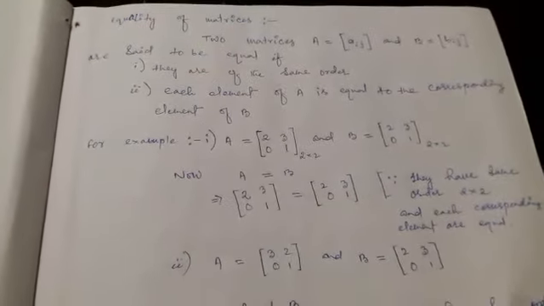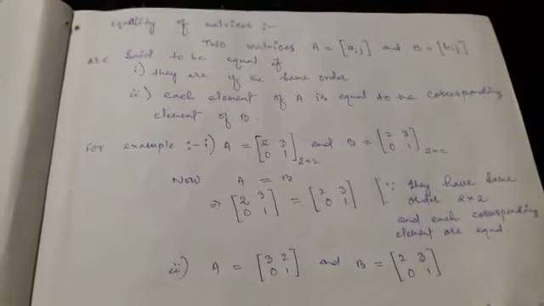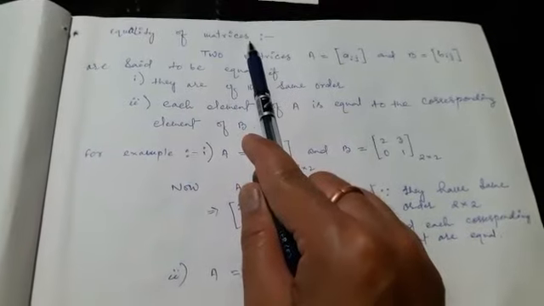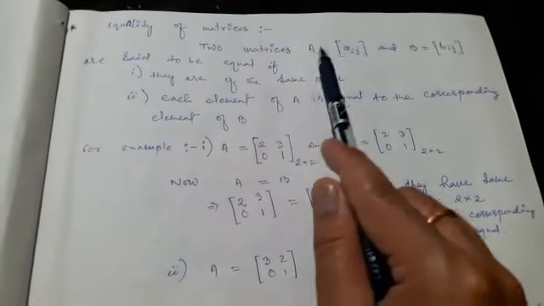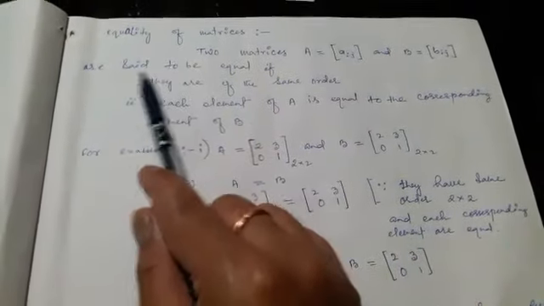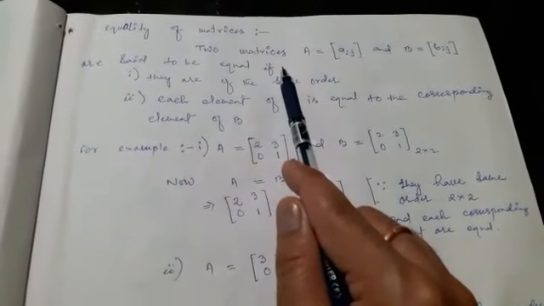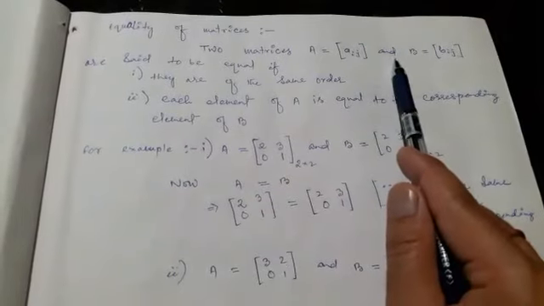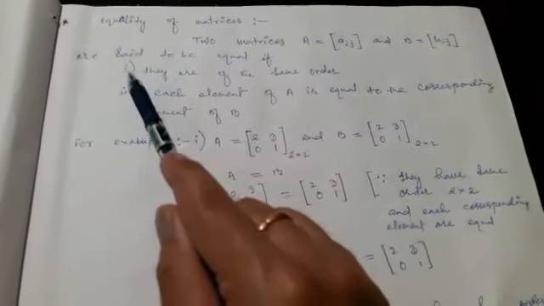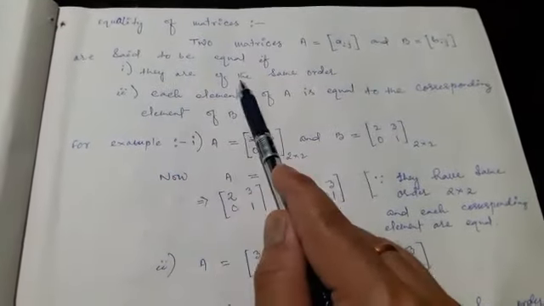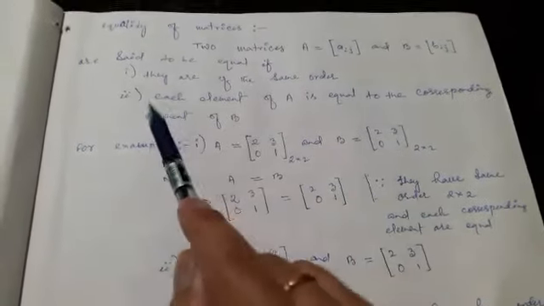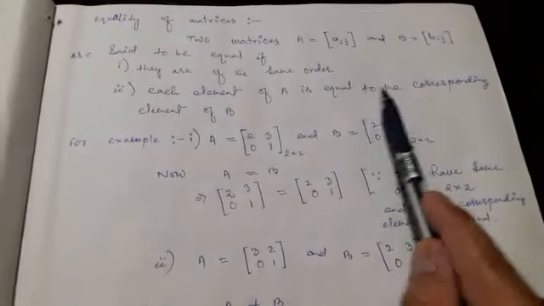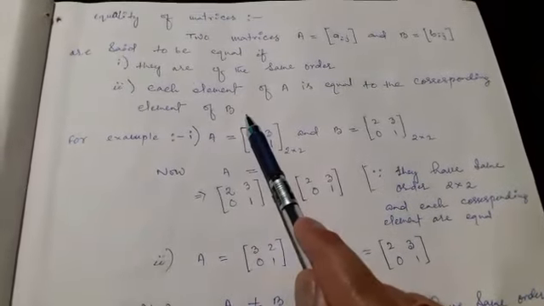We have learned about notation of a matrix and order of a matrix. Now let us learn about equality of matrices. Two matrices A and B are said to be equal if they satisfy these 2 points. The first point is they are of the same order. The second point, each element of A is equal to the corresponding element of B.